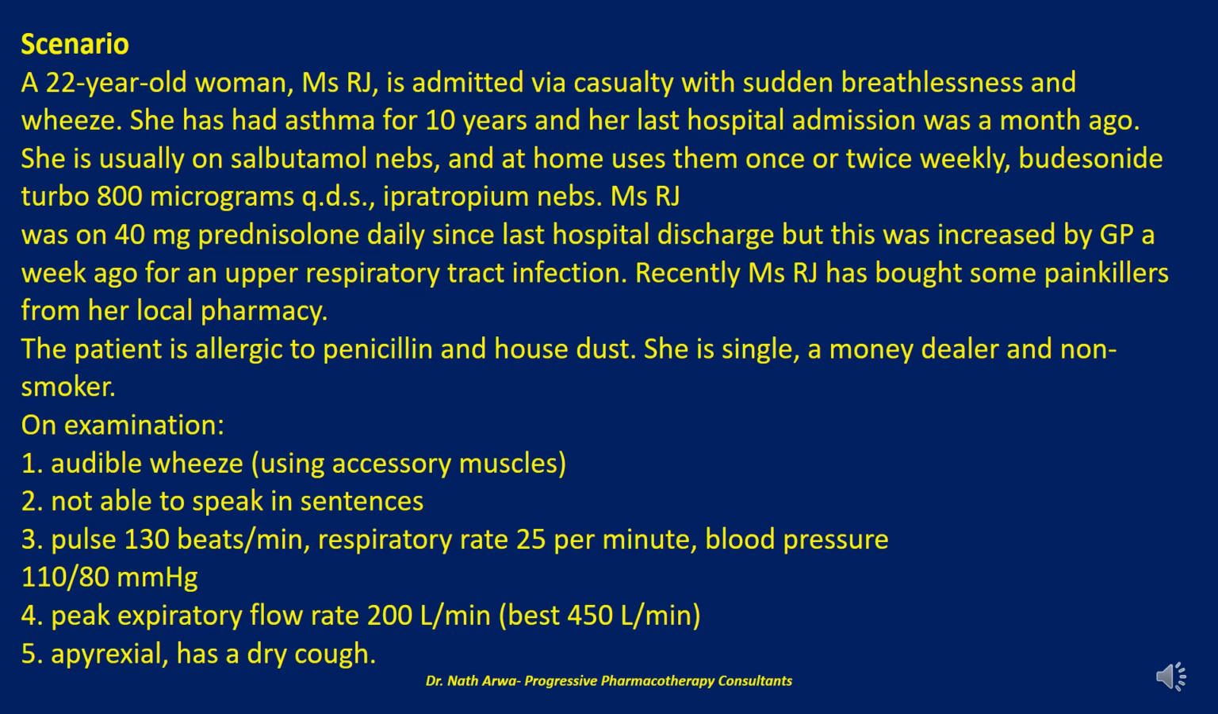On examination the following are observed. 1. Audible wheeze. She is using accessory muscles. 2. She is not able to speak in sentences. 3. Her pulse is 130 beats per minute. She has a respiratory rate of 25 breaths per minute, and a blood pressure of 110 systolic, 80 diastolic. 4. She has a peak expiratory flow rate of 200 liters per minute. Her best value is 450 liters per minute. And 5. She is apyrexial. She has a dry cough.